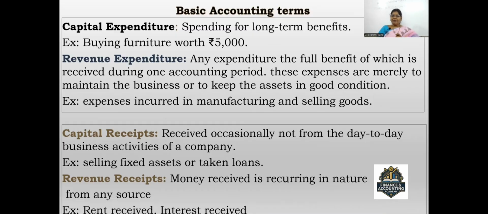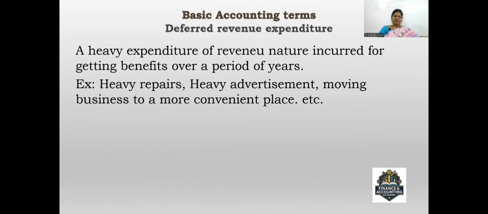In the same way, we are investing in banks as fixed deposits, and the banker will pay us interest. So that is also called what? Revenue receipt. Is it clear? So what is the difference between capital receipt and revenue receipt? When we occasionally receive, it is called capital receipt. When you regularly receive, it is called what? Revenue receipt, which is recurring in nature.